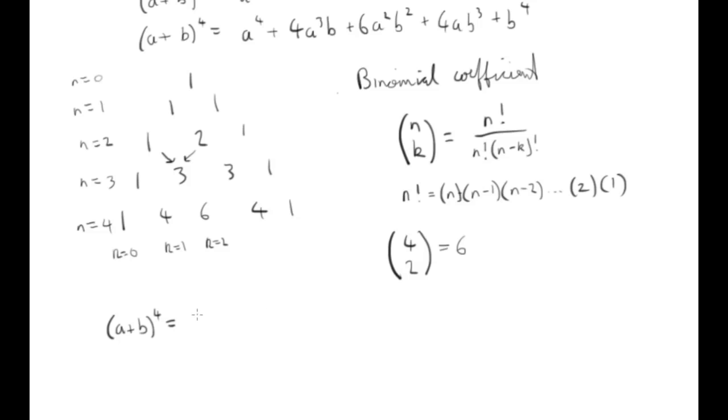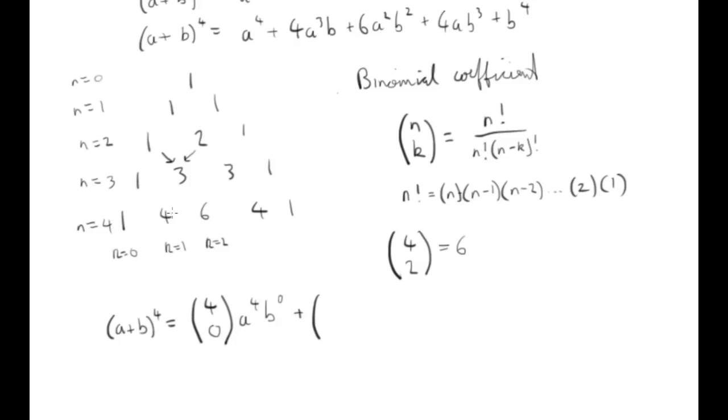So what I can do now is write (a plus b) to the power 4 with these binomial coefficients in. I'm on the n equals 4 row, and when k is 0, I have 1, so I have 1 a to the power 4, and I also have b to the power 0. Now, any number raised to the power 0 is simply 1, so I could have just missed out this b to the power 0, but I put it in here just so it's easily understandable.